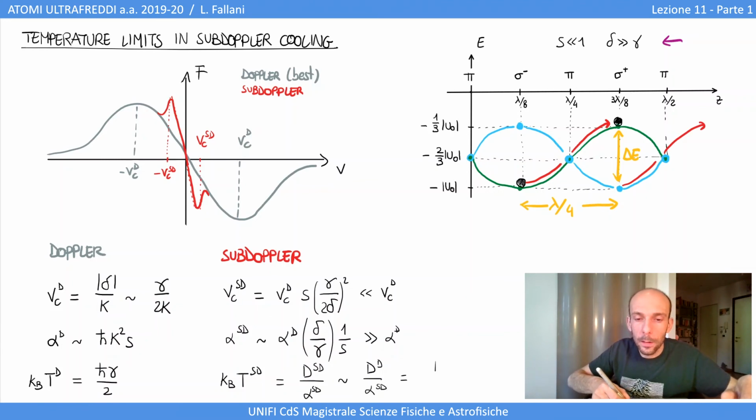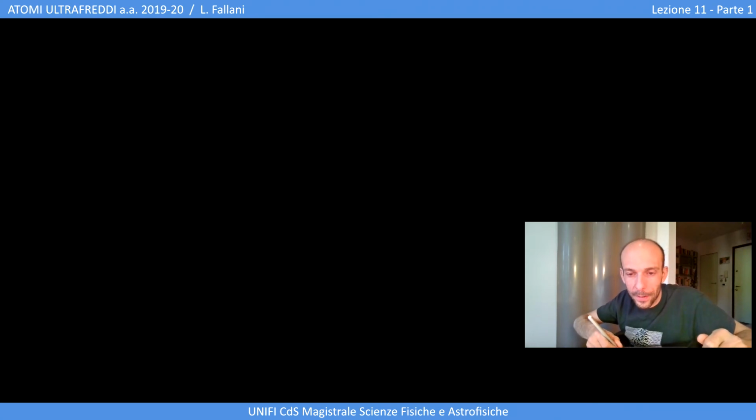the Doppler diffusion coefficient divided by the Doppler friction coefficient times the ratio of alpha D to alpha sub-D. So the first term is the Doppler temperature, kBT_D, and then you have the ratio of the two friction coefficients. But this ratio, we have already calculated, and it is given by this expression.